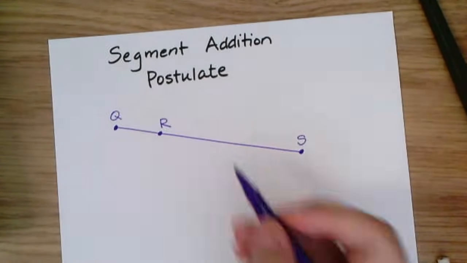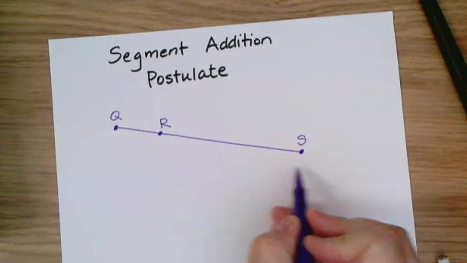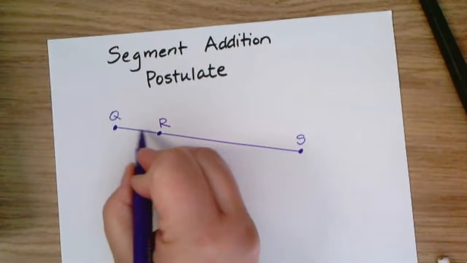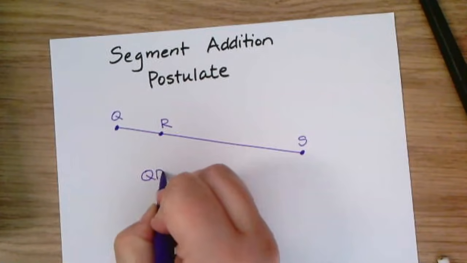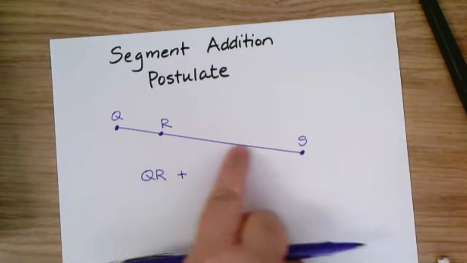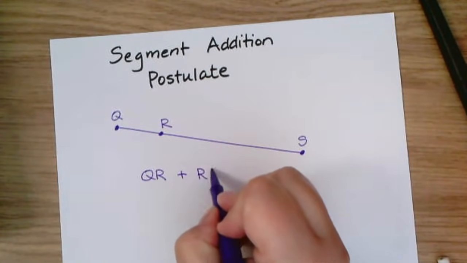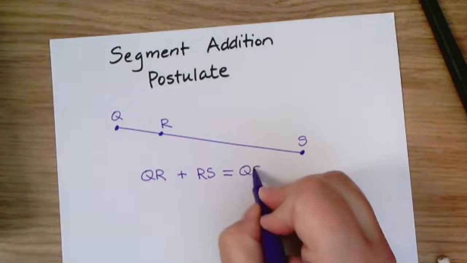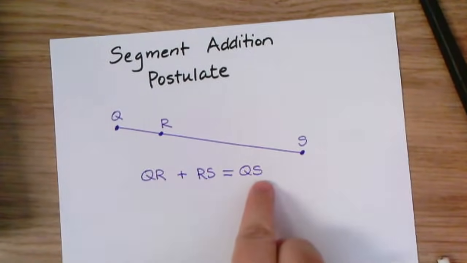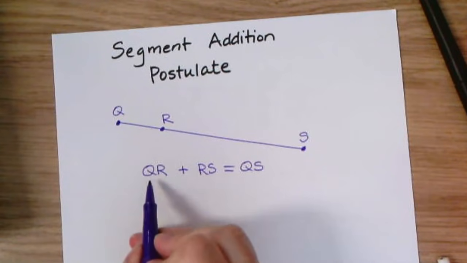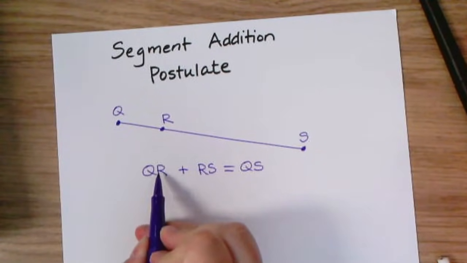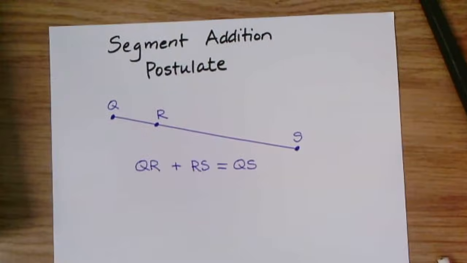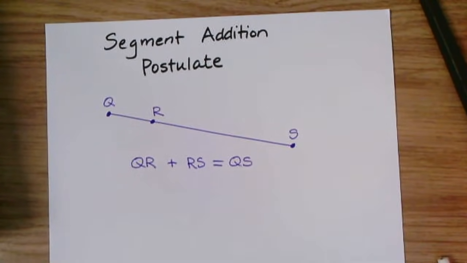So the segment addition postulate technically says if you have this situation where a point is between 2 other points, then the distance from here to here, which we say this way, plus the distance from here to here, which we say this way, is equal to the total distance. And remember, when you write a segment name like that with nothing over the top, that means the distance between these 2 points, or another way of saying that is the length of the segment QR. Okay, so that's what the segment addition postulate tells us.